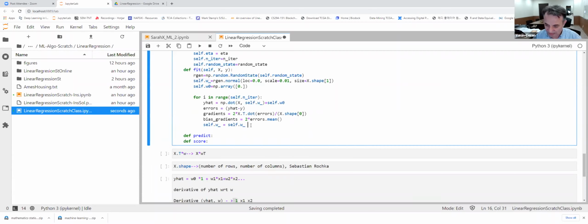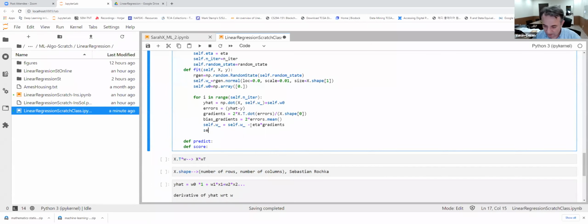I'm going to take the negative of gradient. Remember, negative of gradient: if gradient is positive, I'm going to decrease my W. If gradient is negative, I'm going to increase my W. Eta times gradients. All right? So eta is the step size.